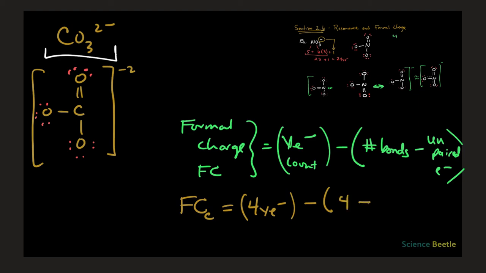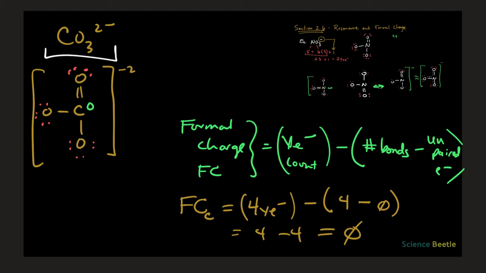And then we count the lone pairs. On the carbon atom, there are no lone pairs. Or another way of calling them, there are no unpaired electrons. So that number there in the mix is going to be 0. And so we calculate this out. This essentially is equal to 4 minus 4, which is equal to a 0 charge. So the carbon here would have a charge of 0. Okay.